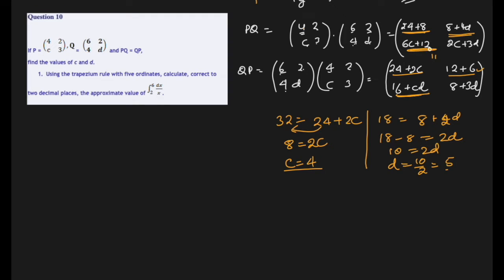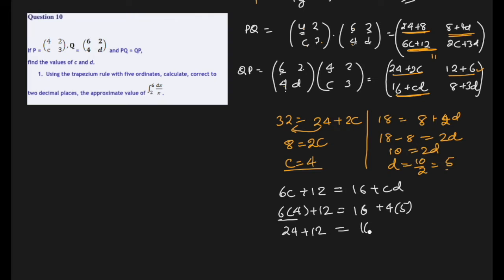Let's confirm with this one and this one. First 6C plus 12. So 6C, C times 6, 6C, 3 times 4, 12. That's okay. And then we have 16. 4 times 4 is 16, and D times C is CD. That's okay. I'm just confirming. I got my answers, but I want to confirm that I've not made any mistake. This should be done in an exam scenario also, so we confirm that your answer is correct. So 6C, C is 4, we just got it, plus 12 equal to 16 plus C is 4 and D is 5. 24 plus 12, 36 equal to 16 plus 20, 36. Yeah, they are exactly the same. So yeah, it is working for the others. That means these answers are confirmed.